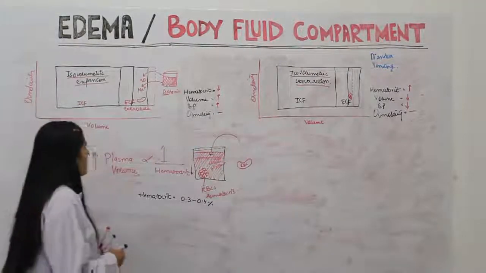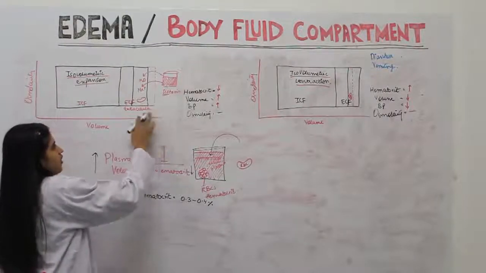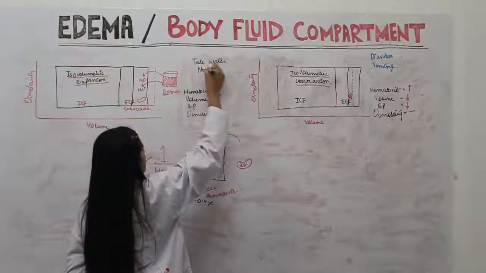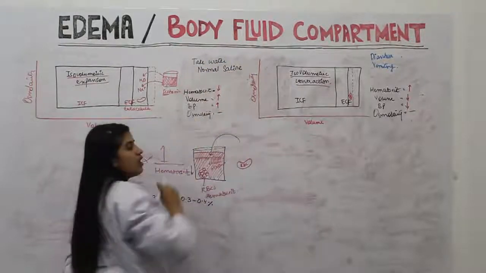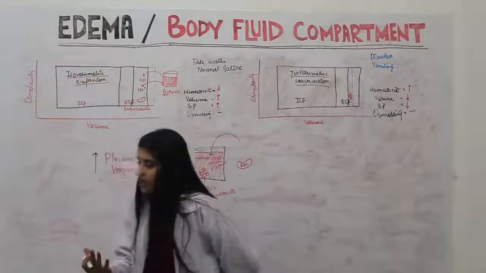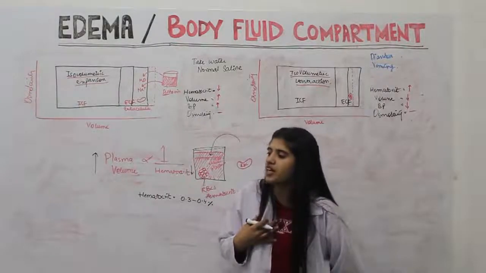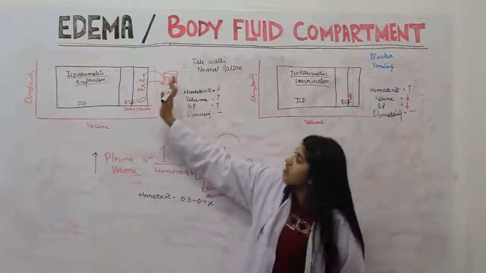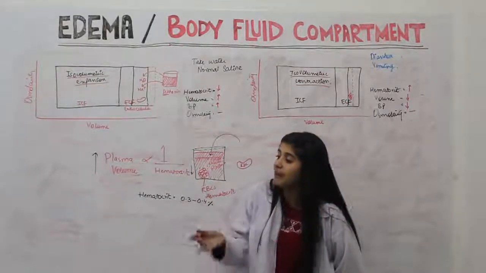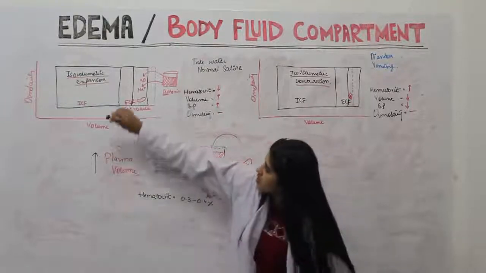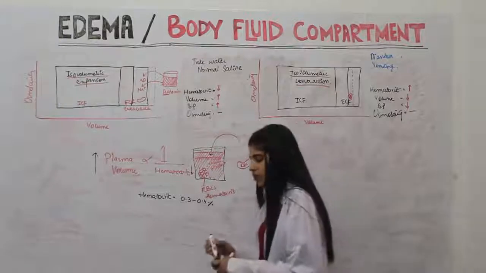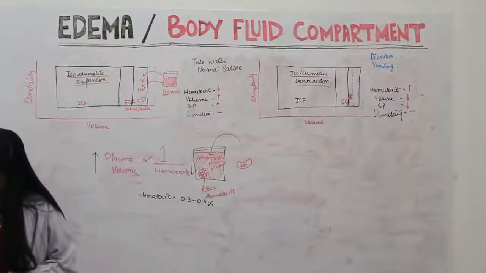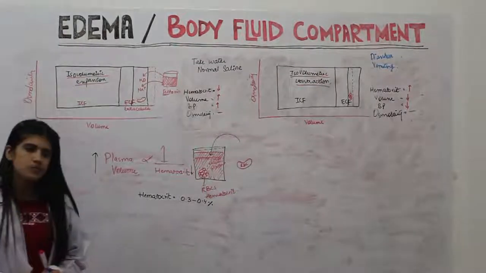Done? Now, here we can say what about the isotonic expansion. We take water or normal saline. Normal saline is of equal amount of sodium and water. Osmolarity of the sodium and water are equal, for example, 300 millimole per liter. We will give this normal saline to the isovolumetric expansion, to become the isovolumetric expansion. Okay, this was expansion, this was contraction. Isovolumetric, you get it or still confused?